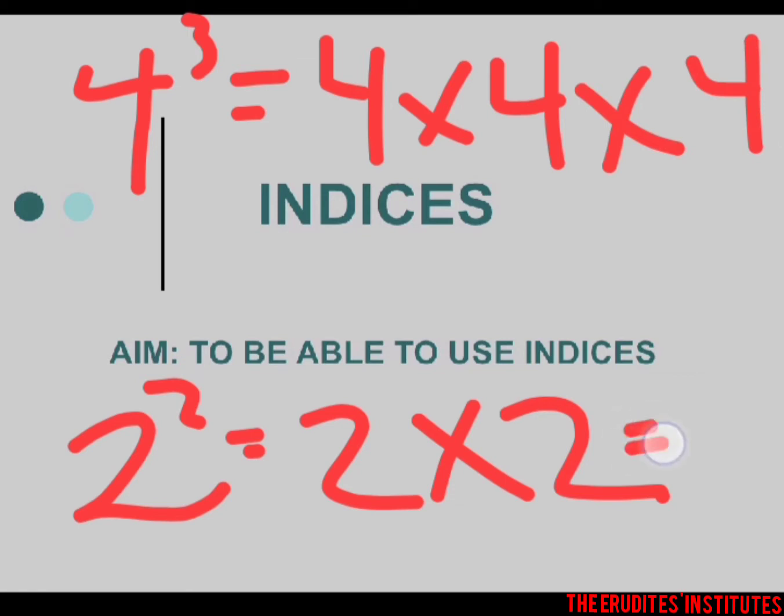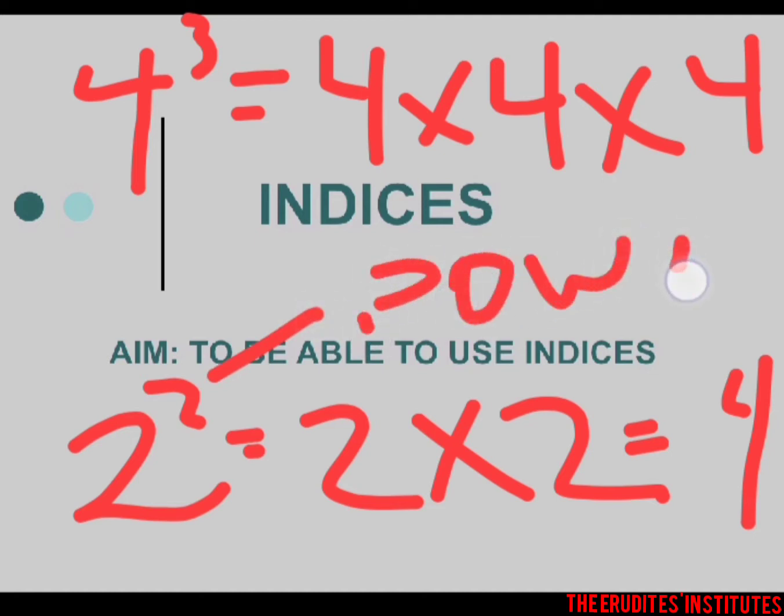So 2 times 2 would give us 4, that is 2 squared is equal to 4, and 4 raised to the power 3: 4 times 4 is 16, 16 times 4 is 64, so 4 cubed will give us 64. Now this is what we call the power. It can be referred to as power.